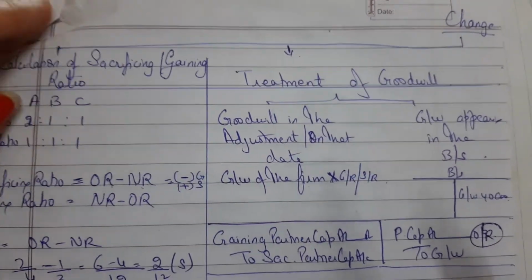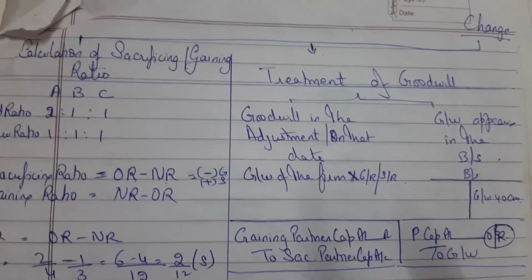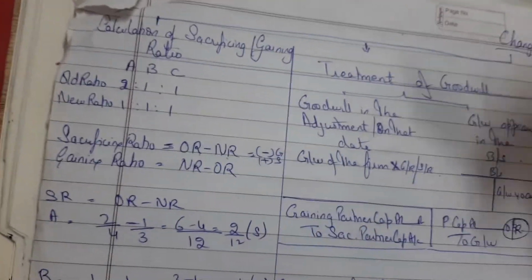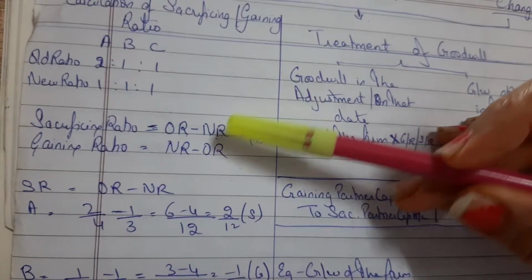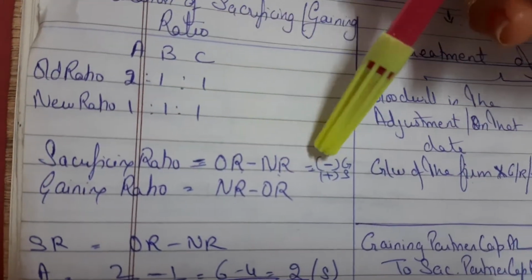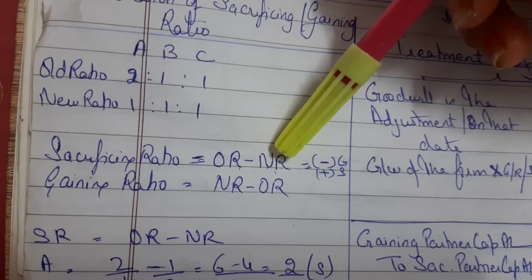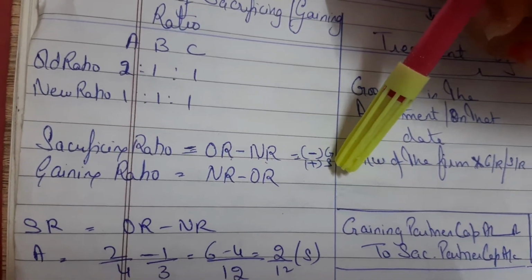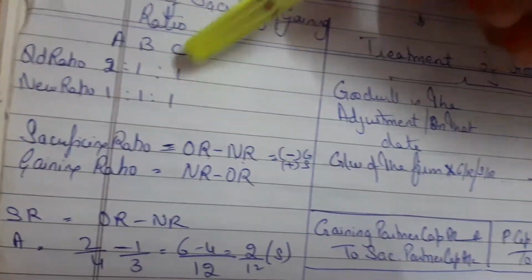Good morning, students. So this is the second part of change in profit sharing ratio. In the earlier video, we calculated the sacrificing ratio and the gaining ratio, and the formula was sacrificing ratio is equal to old ratio minus new ratio. If we get a minus, that is gaining, and if we get a plus, that is sacrificing. Now, according to this ratio, we are going to do the treatment of goodwill.